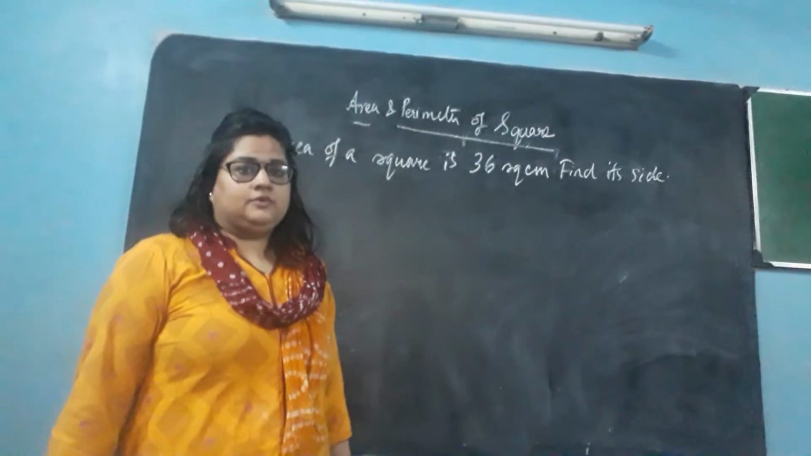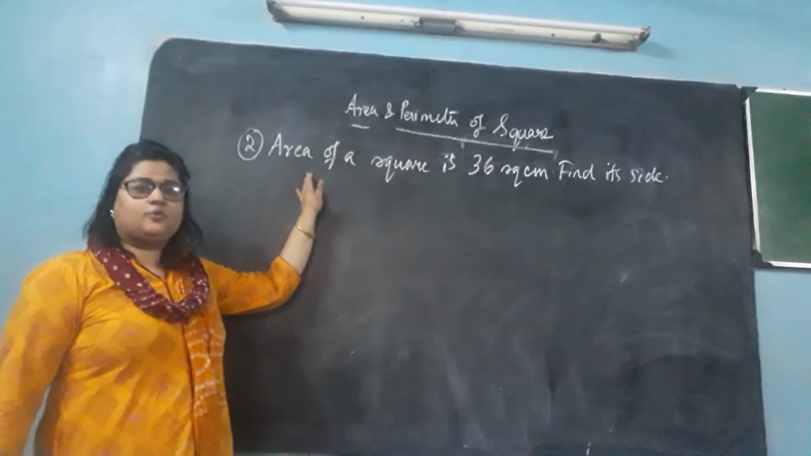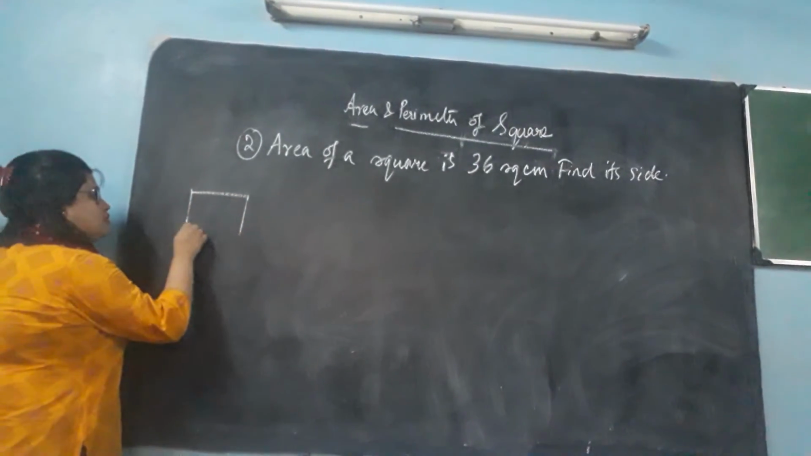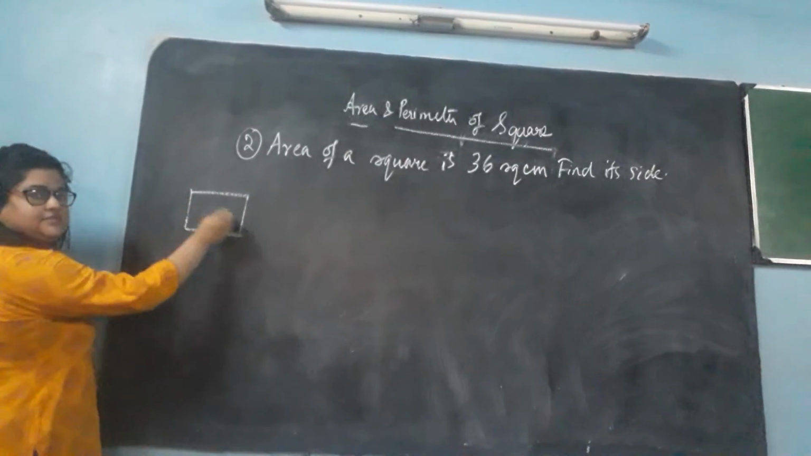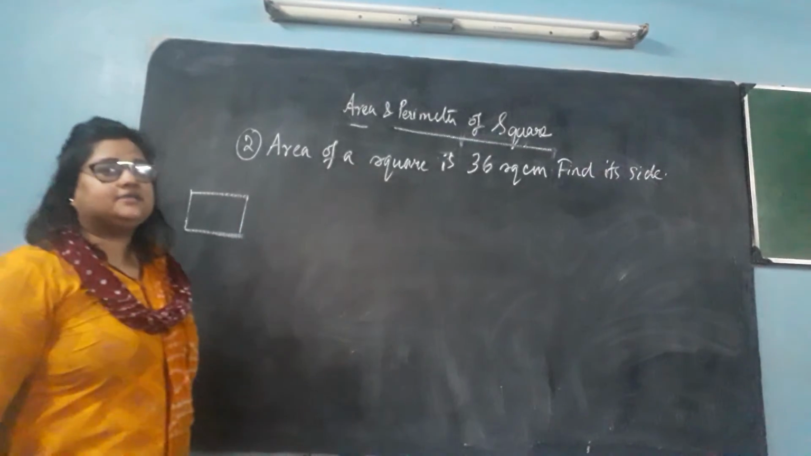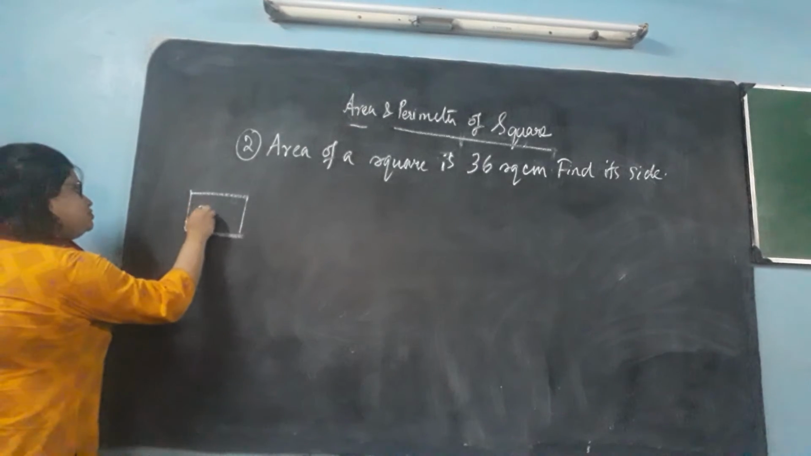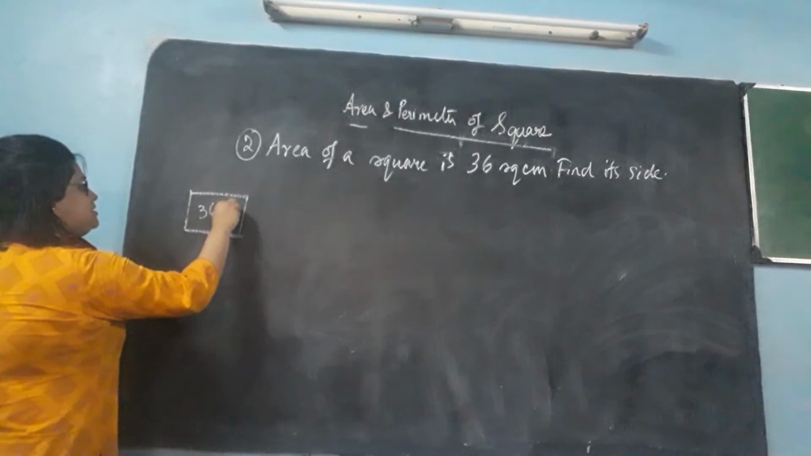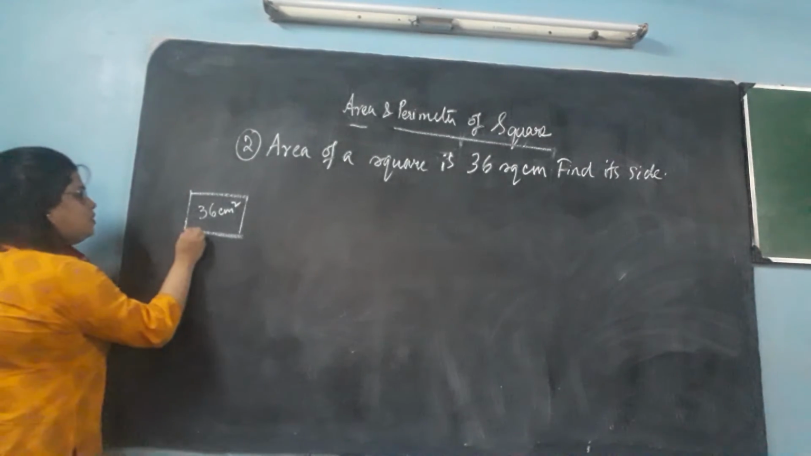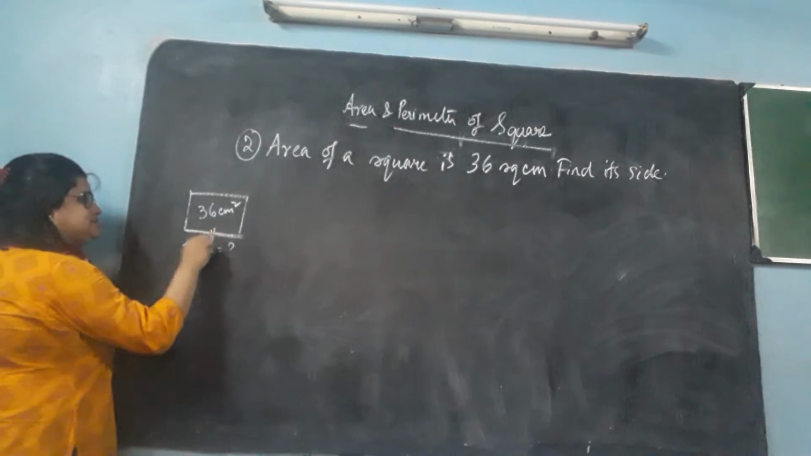Next question. The area, or space inside the square, is already provided. How much space is inside the square? Area of a square is 36 square centimeter. This area means the space inside the square that is given to you, 36 centimeter square. Find its side. What is unknown to you? The measurement of the side of the square.